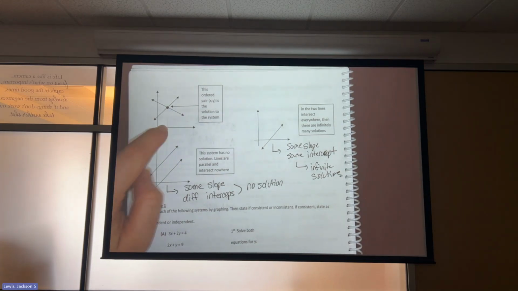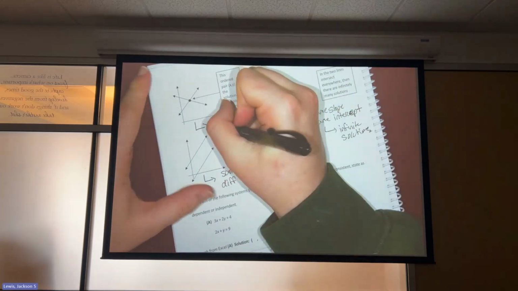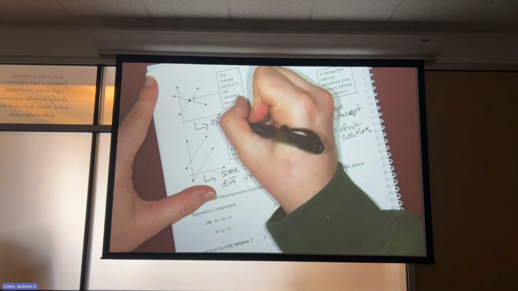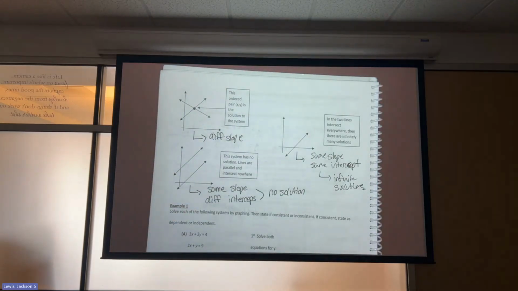Most of the time, we're going to see this case. This is almost always just different slope. They can have the same or different intercepts. More than likely, they're going to have different intercepts as well, because otherwise their intersection point would just be the intercept right there.